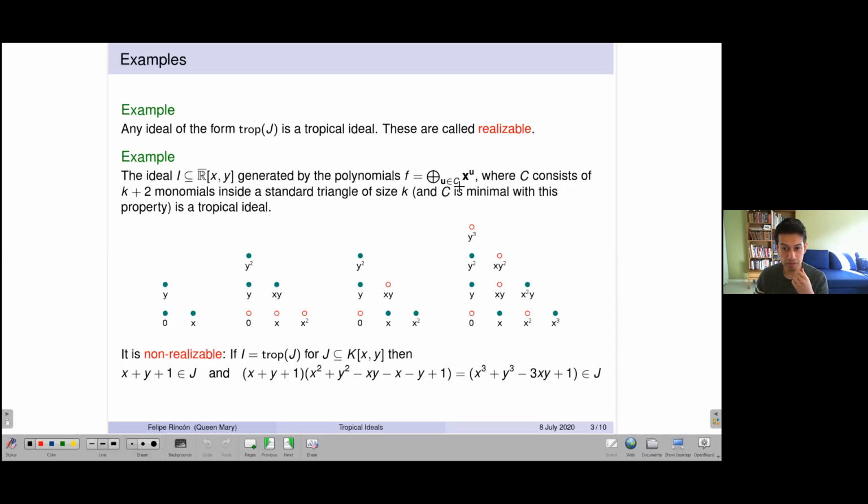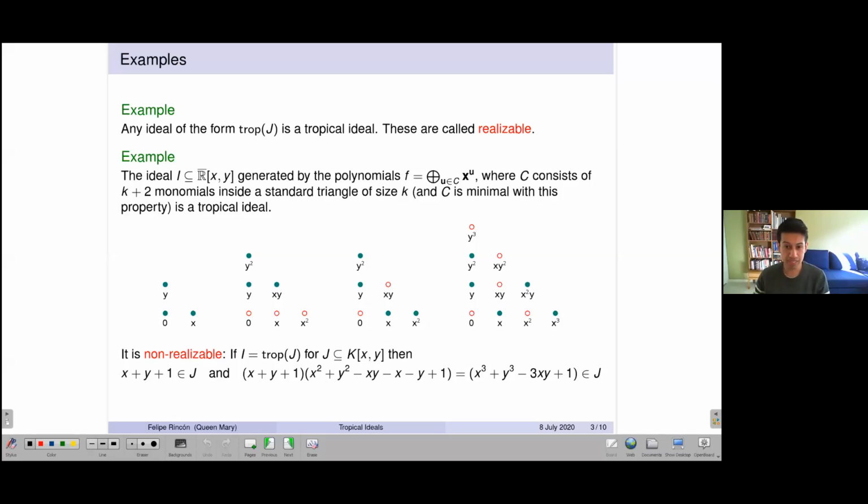So, a tropical sum of some monomials without any coefficient, with the coefficient equal to 0. And the condition is that the collection of monomials that you put in the polynomial f are going to be k plus 2 monomials inside a standard triangle of size k.